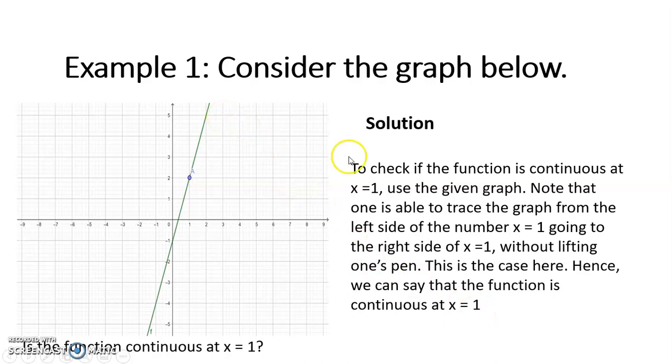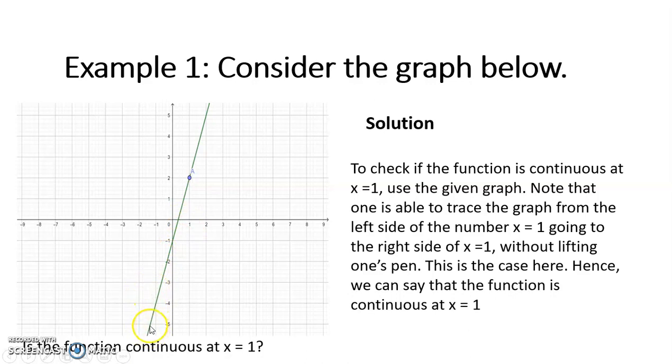So let me elaborate our solution. If you look at the graph, we have a straight line here. Now, we pay attention to x equals 1. So if x equals 1, the value of y or the value of the function is 2. So in our solution, if we are able to trace the graph from the left side of 1, this is the left side of 1. So start from this part of the graph.